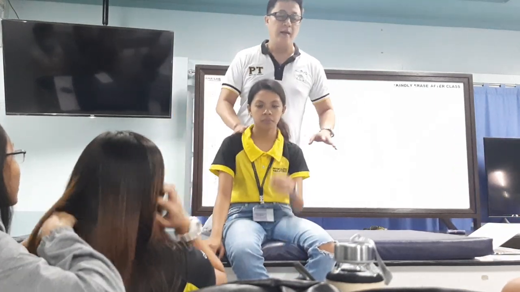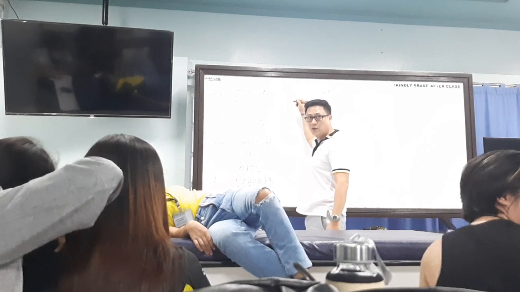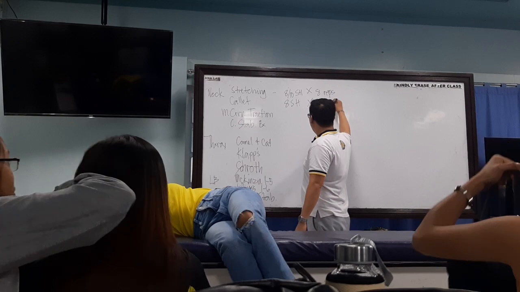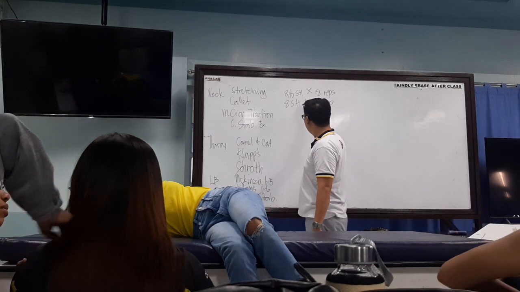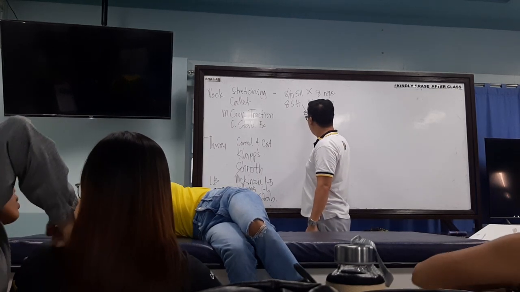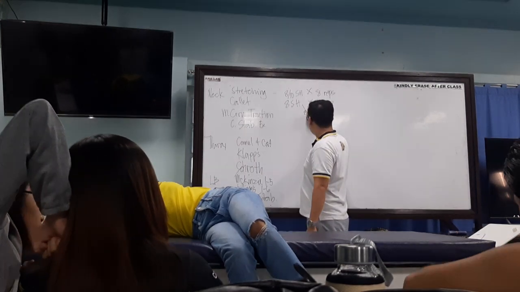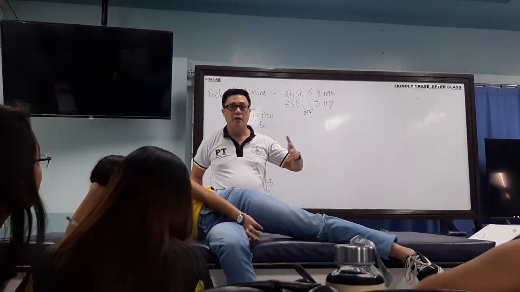So again, when you do isometrics, you do 8 seconds hold or 10 seconds hold, with, for example, 8 repetitions or less, and you should have 8 seconds hold, then 8 seconds rest.